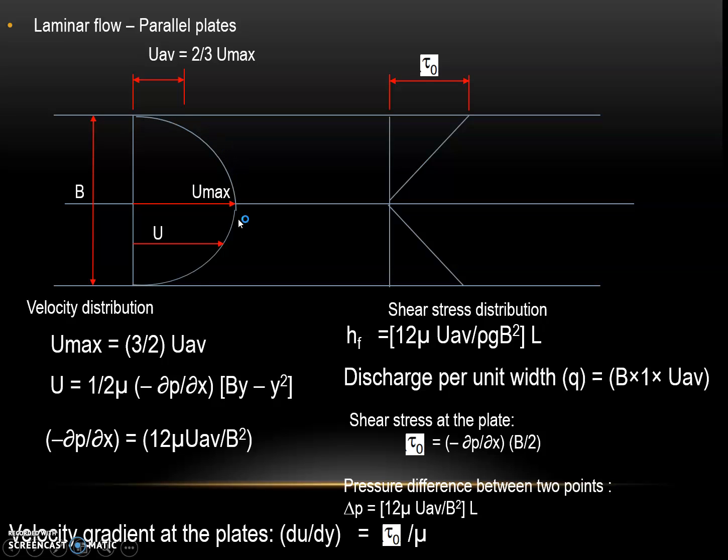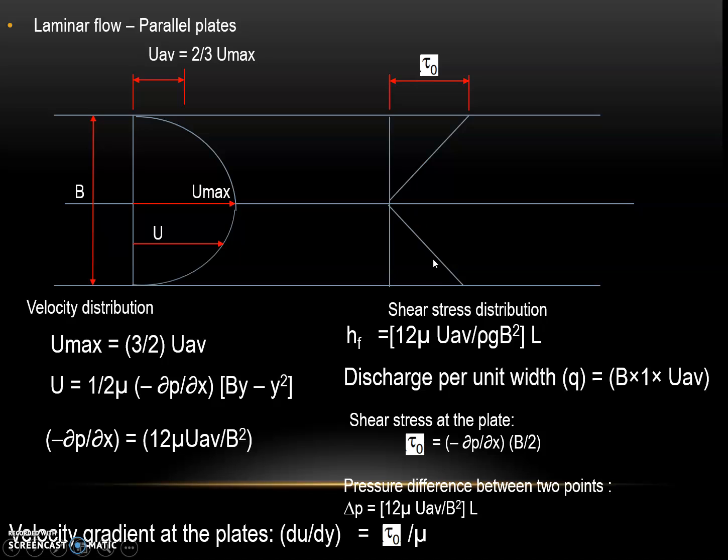But as we move away from the plates, velocity goes on increasing. So velocity at the center is the maximum velocity and it is denoted by u max. And velocity at any distance y is denoted by u. Since velocity goes on changing throughout the width b of the plate, average velocity or mean velocity is considered, that is u av, which is equal to 2/3 of u max.